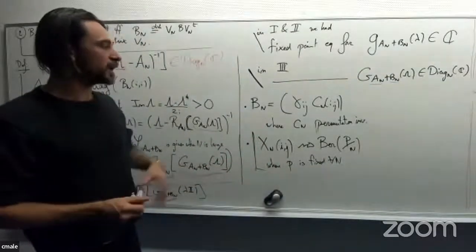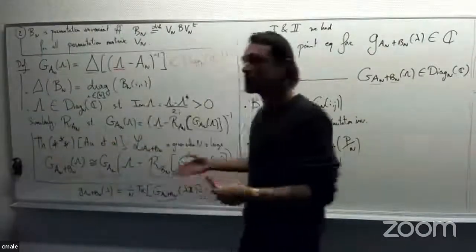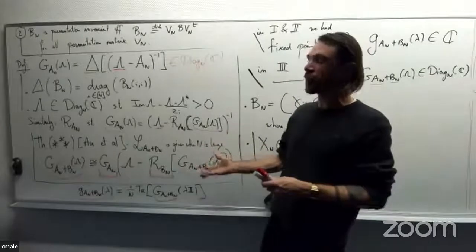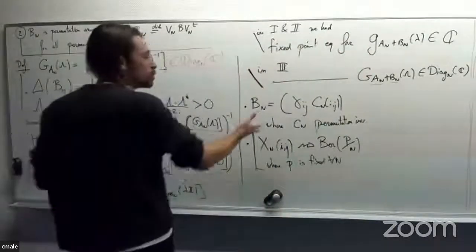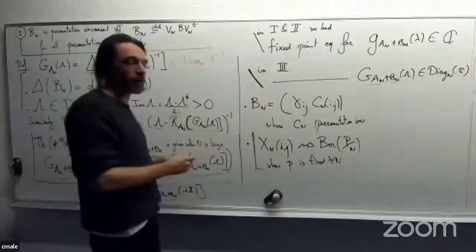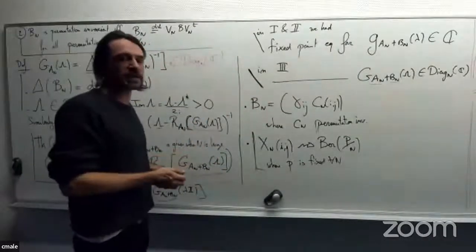And we expect that this phenomenon is called freeness with amalgamation over the diagonal. This is the language in free probability. And we expect that it is true in other examples, but this is for the moment the class of matrices that we have investigated.